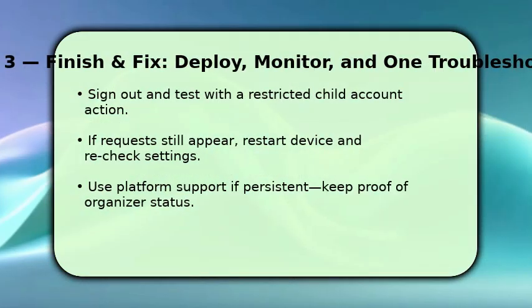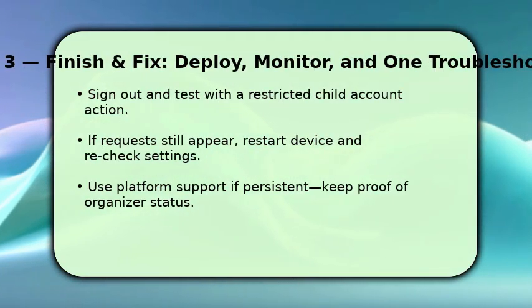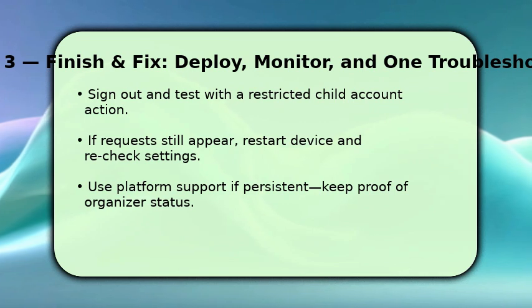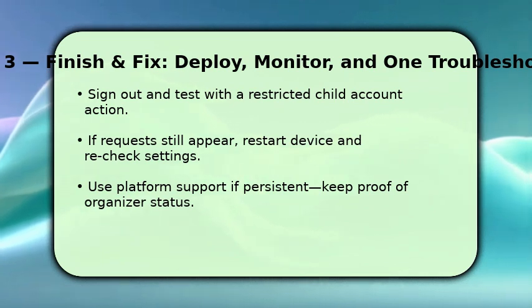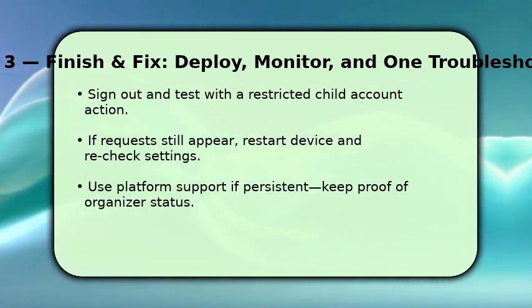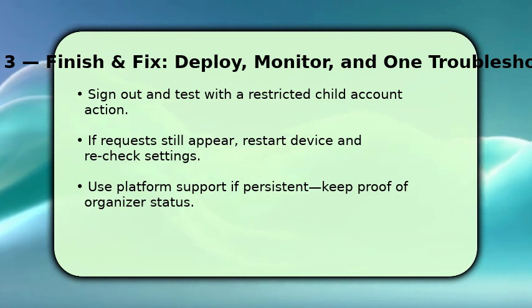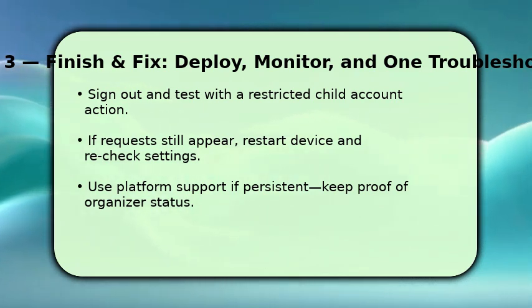You finish by signing out of settings, then performing a quick test from the child account. Try requesting an app or making a purchase to confirm changes. If the request still shows up, restart both devices and reopen the family controls to verify the toggle saved.